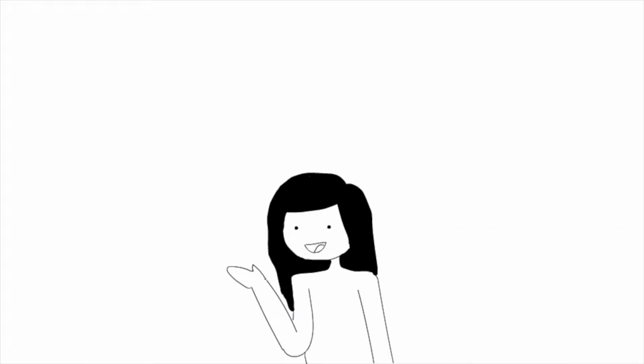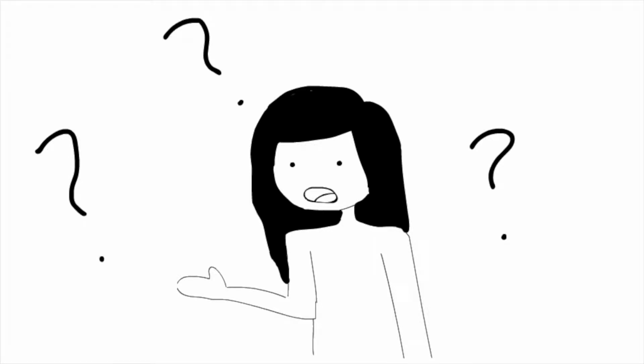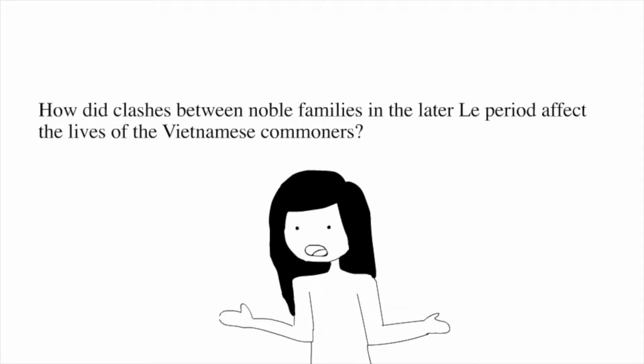But what about the peasants? What do they get in this situation? How did clashes between the noble families in the later Le period affect the lives of the Vietnamese commoners?